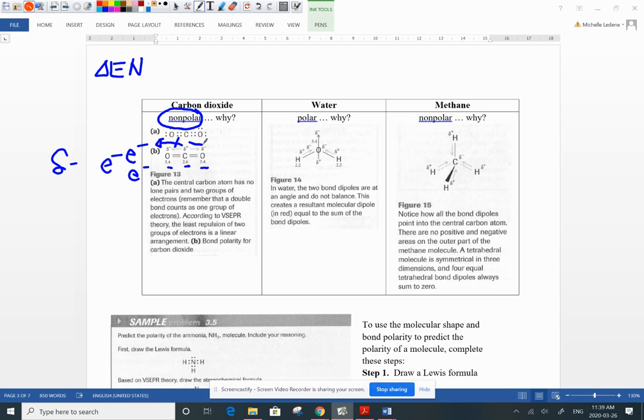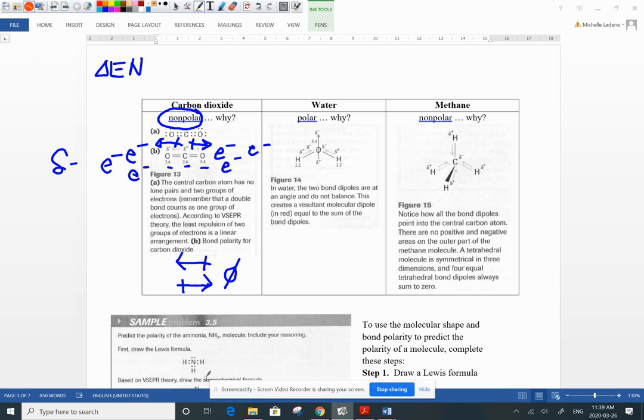On the other hand, look over here, same difference of 0.6, and so that creates a bond dipole that points towards the other oxygen atom. Again, all the electrons are out here in the molecule. So these vectors actually cancel each other out. You've got one going to the left and the other going equally to the right. That cancels out to 0.